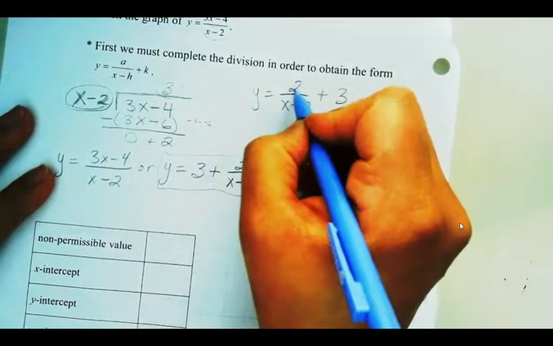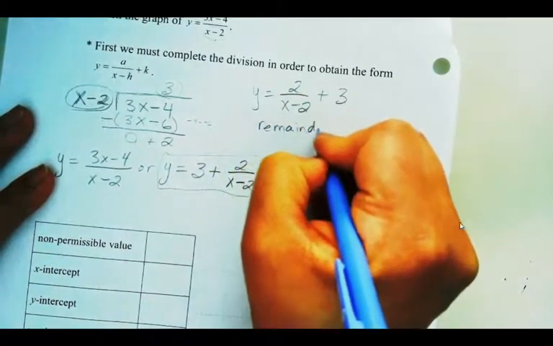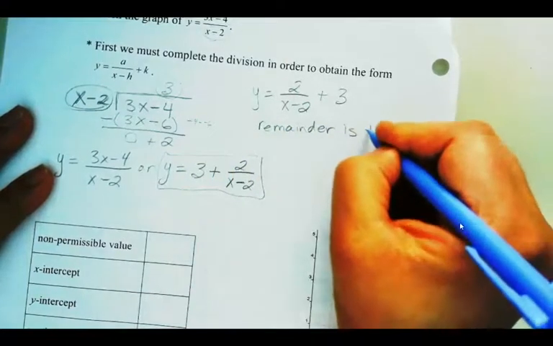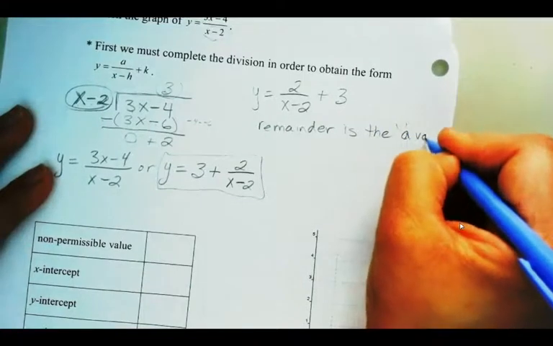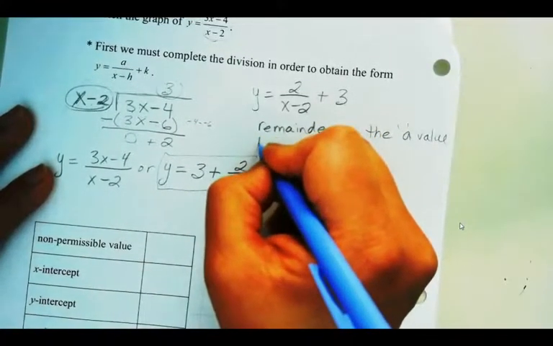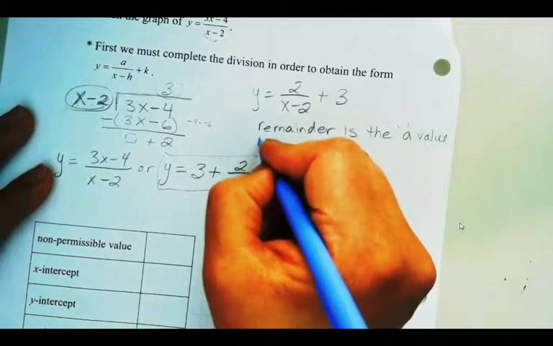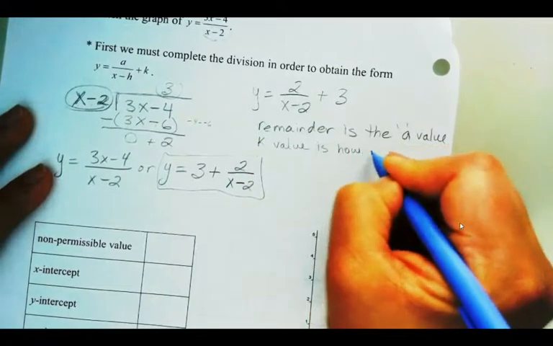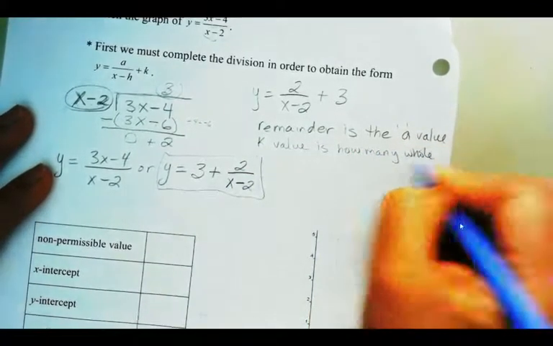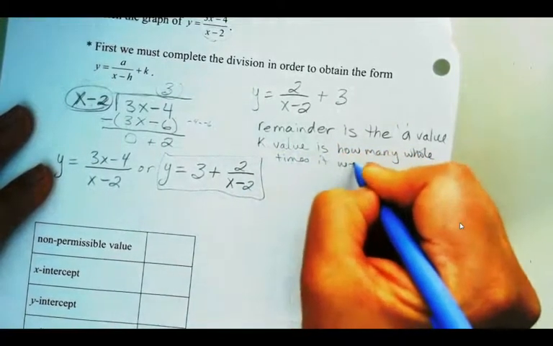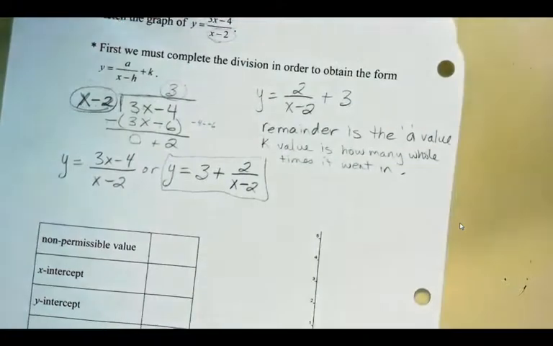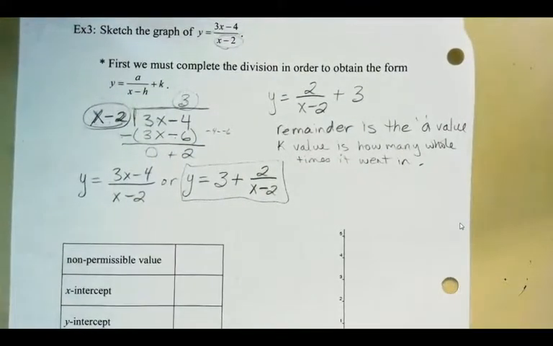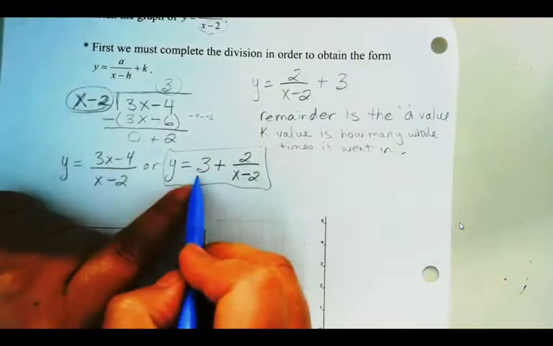So our remainder is the a value. And our k value is how many whole times it went in. All right, does that kind of make sense? Yes, no? Maybe? Okay.